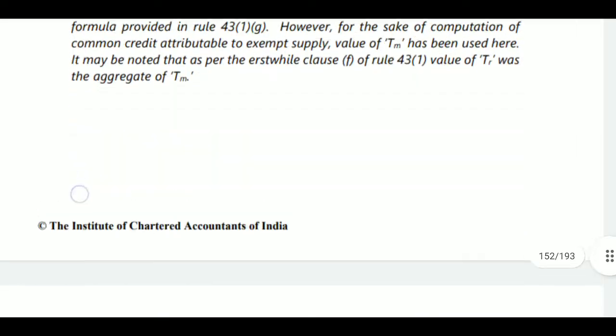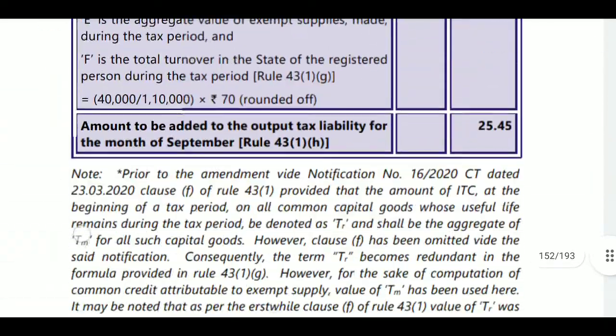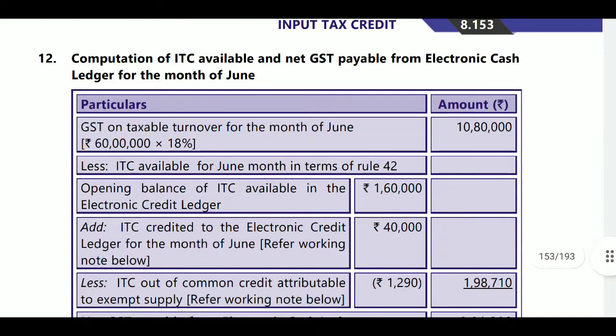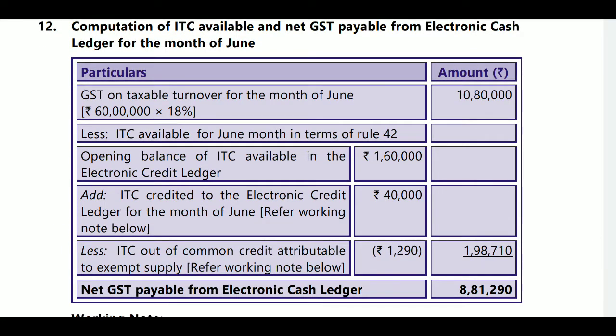Here they provided that 11th was completed. 12th, computation of ITC available and net GST payable for electronic cash ledger for the month of June. So first we will take the taxable turnover for the month of June. 60 lakhs into 18% taxable turnover.